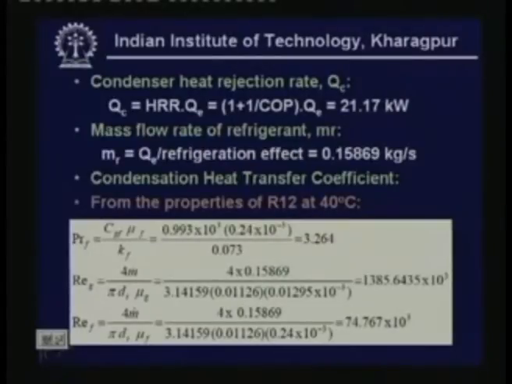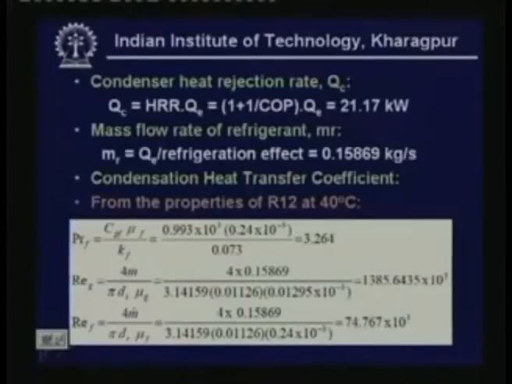Now we have to find out the mass flow rate of refrigerant. To find the mass flow rate of refrigerant, we know the refrigeration capacity, and the refrigeration effect is specified. If you do an energy balance for the evaporator, neglecting the kinetic and potential energy changes, the refrigeration capacity is nothing but the mass flow rate of refrigerant into the refrigeration effect.